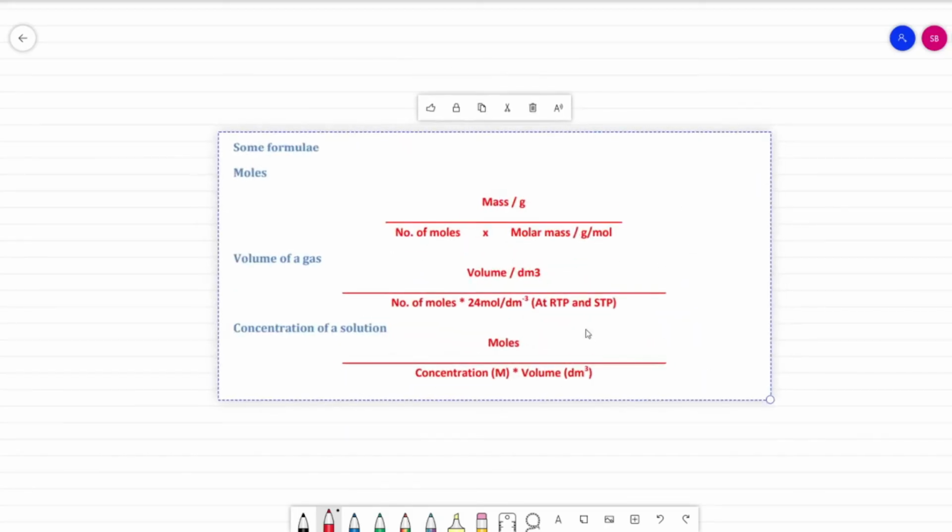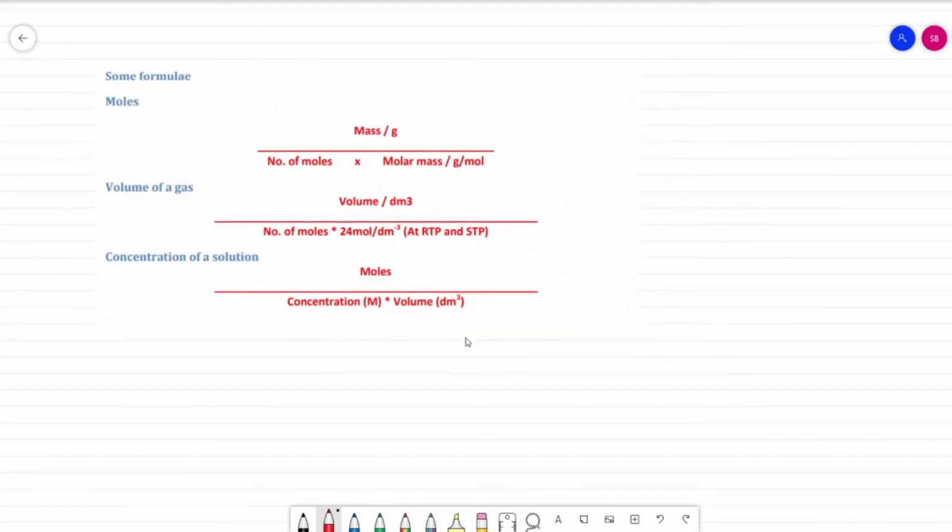Now you need to know these formulas by heart. So let's just copy it right here. These are the three formulas and you need to know all of them, because you can be asked to find the moles of this solid, find the moles of this particular gas, find the concentration of this solution. So that is how you sort of get it. Those are the things that you need to have a look at.